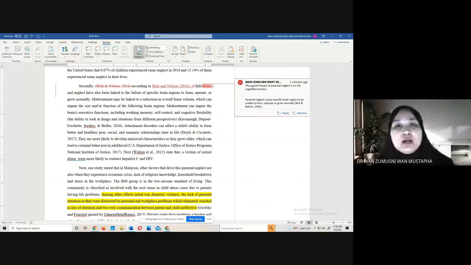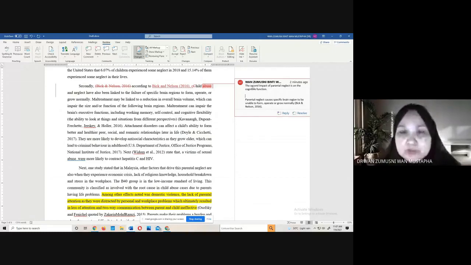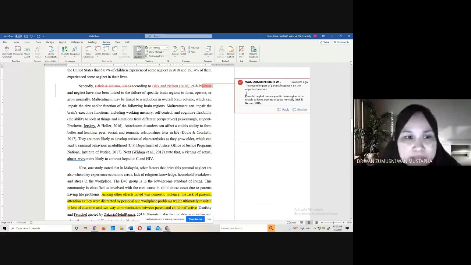So, bila you nak buat first draft tu, tengok balik outline, masa you extract point daripada journal yang you baca, point tersebut hendaklah menyokong, support your topic sentence. Bukan tiba-tiba masuk in-text citation. Alright? Maltreatment can impair the brain's executive functions. Okay. So sekarang ni you just masukkan citation je. So where is your point? Situ tak nampak.